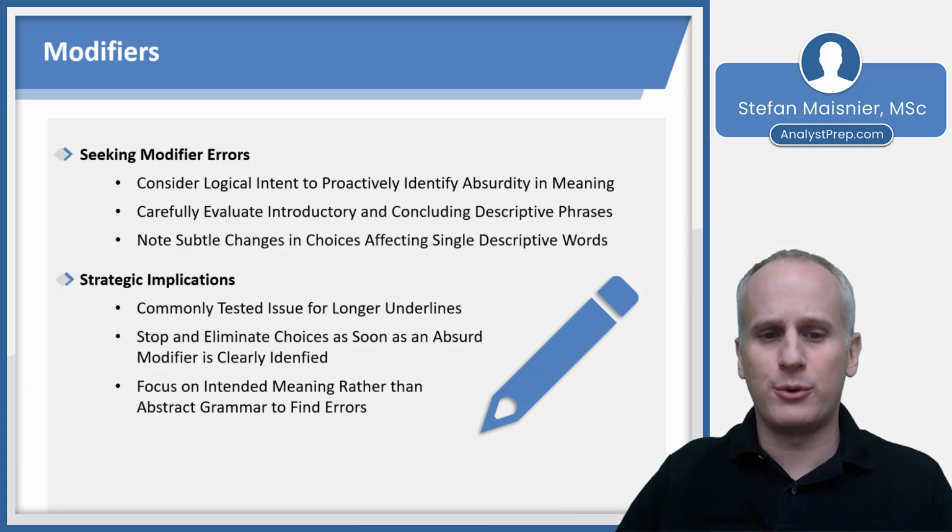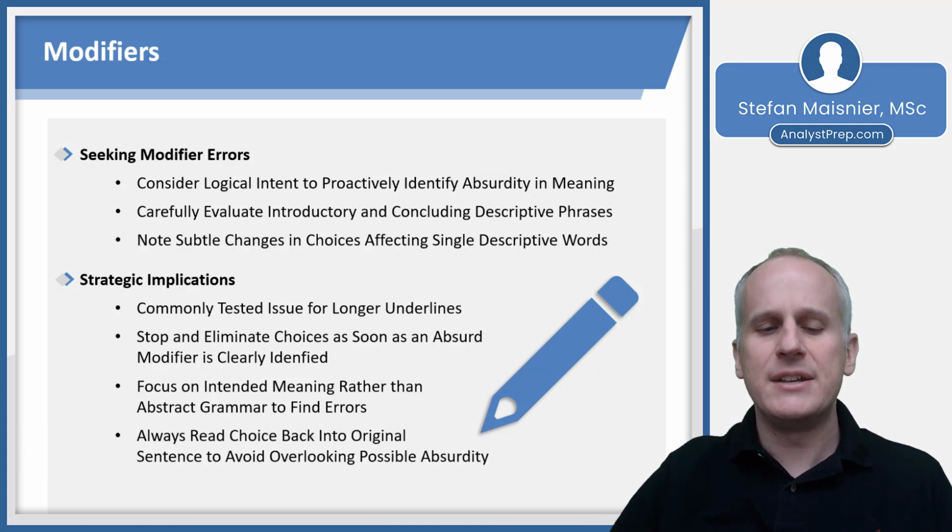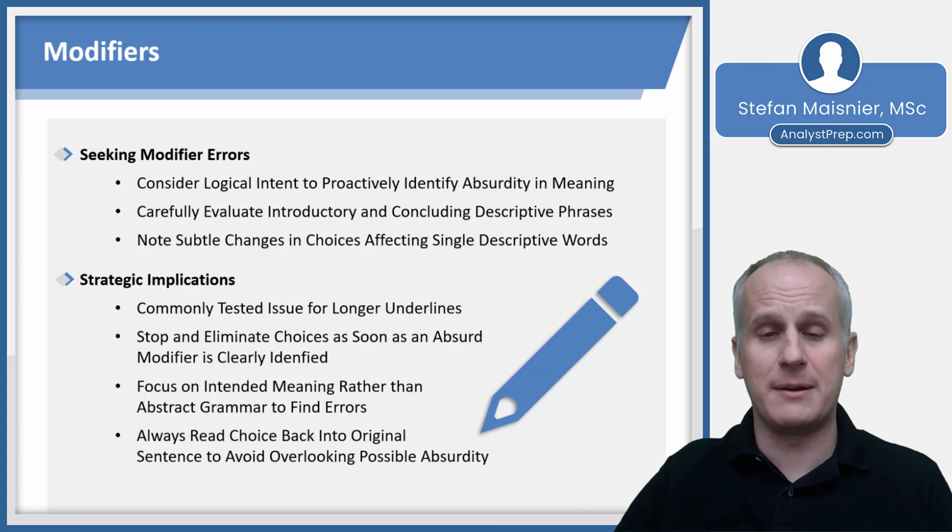You also do, of course, want to focus on the intended meaning rather than just applying memorized abstract grammar rules to find these errors. These errors are often difficult to identify if you're focusing solely on grammatical changes. Instead, you again want to think about what the sentence is actually trying to articulate. And you always want to read your choice back into the original sentence to avoid overlooking a possible absurdity.